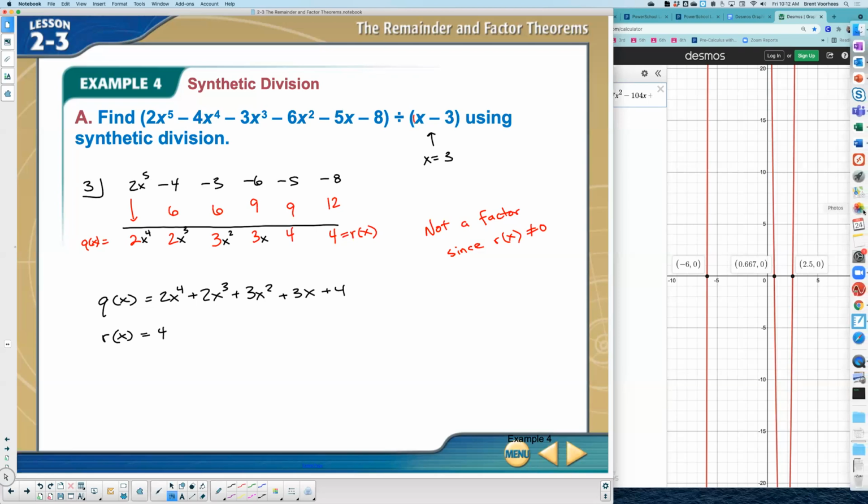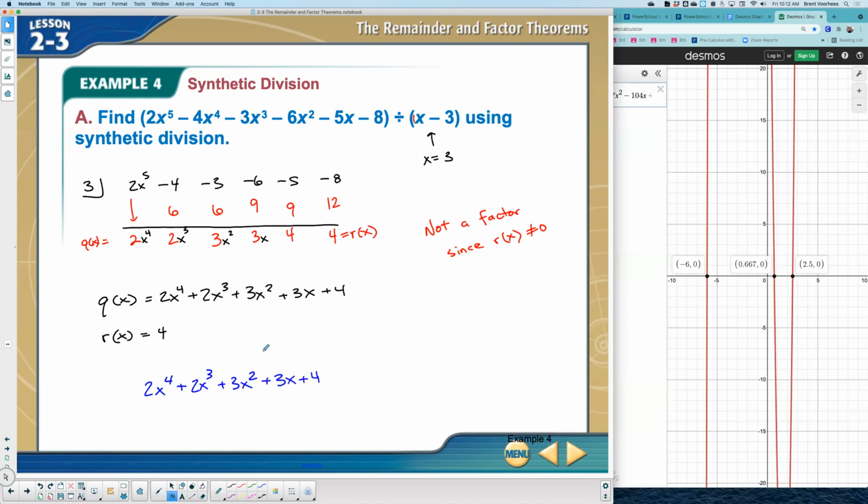So if you were on Alex, you'd write your answer that way. You could also just put it all together and say your answer is 2x to the 4th plus 2x cubed plus 3x squared plus 3x plus 4, and then plus 4 over the divisor, which our original divisor was x minus 3. That's what the divisor actually was. That right there is synthetic division at its finest.